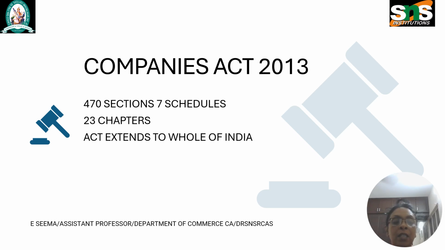That is, it contains 470 sections and 7 schedules. There are 23 chapters. The Act extends to the whole of India. It is applicable to India as a whole. So these are the salient features of the Companies Act 2013.